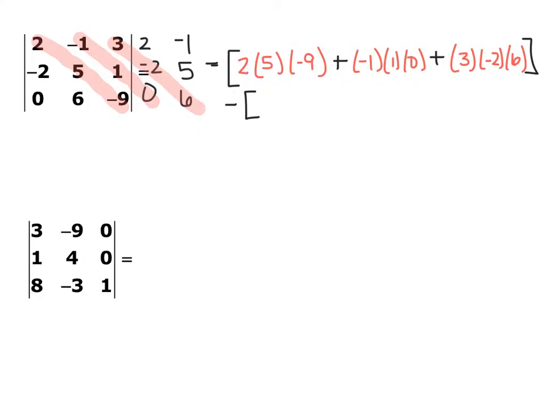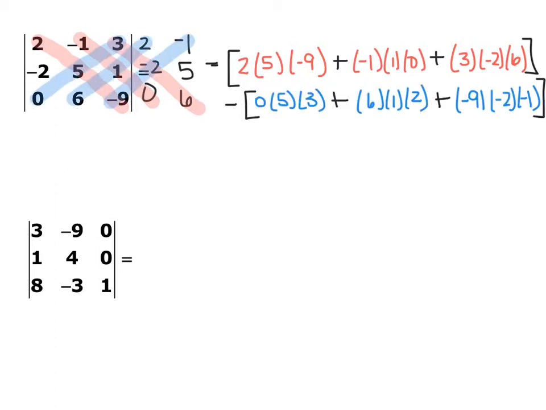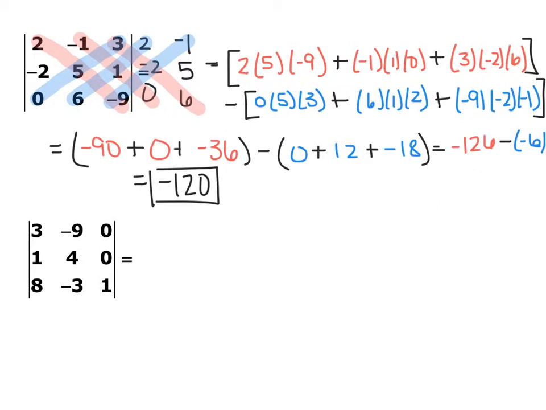So now we've done all the down diagonals. Now just like the 2 by 2, you're going to subtract the up diagonals. But just like on the downs, instead of just having one diagonal, there's actually 3. So you should end up with 0 times 5 times 3, 6 times 1 times 2, negative 9 times negative 2 times negative 1, all added together. So if you simplify, you end up with negative 90 plus 0 plus negative 36 minus 0 plus 12 plus negative 18, which ends up being negative 120.